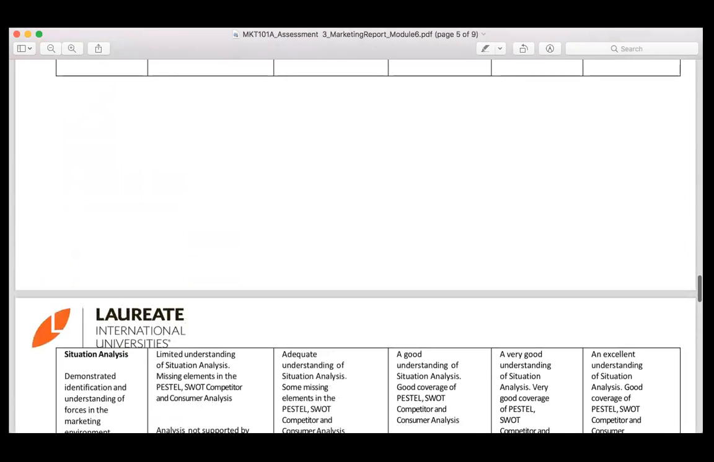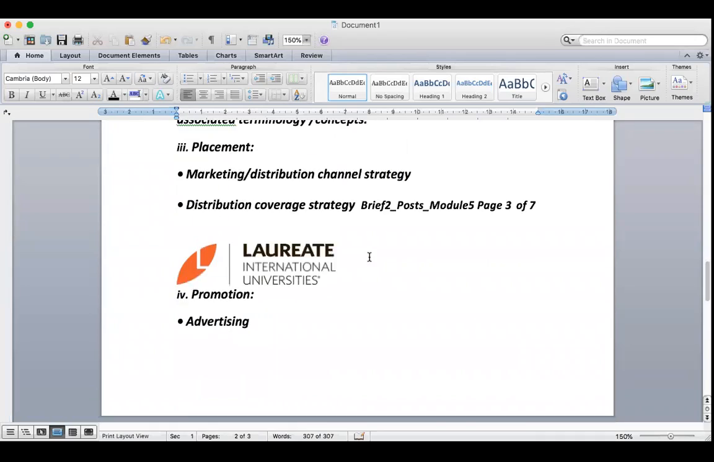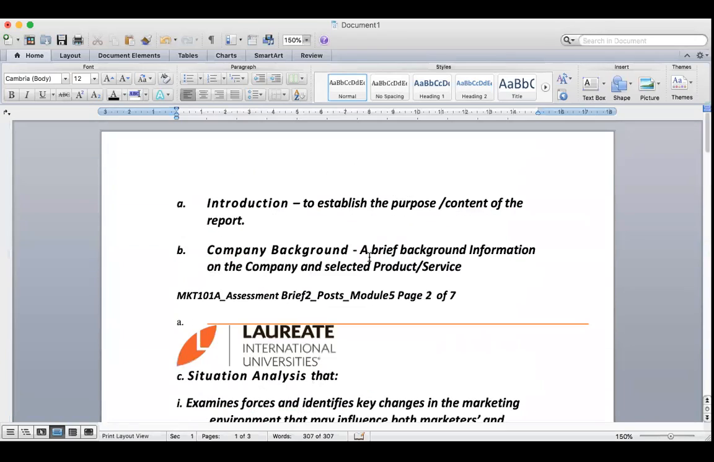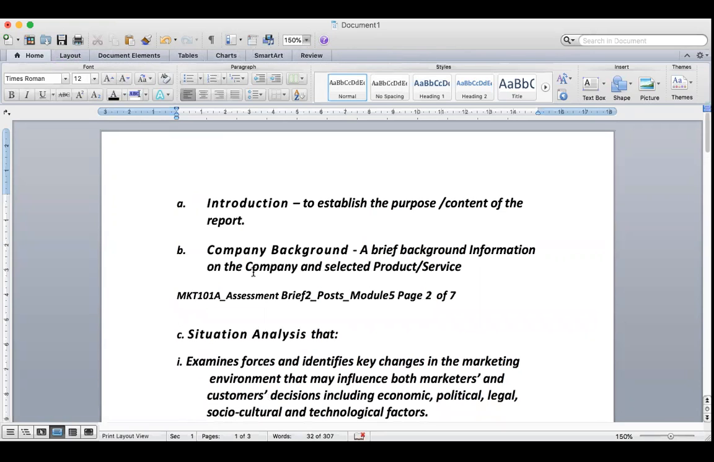That's how your work will be marked, all right? I actually have copied and pasted the assessment brief into a Word document. So this is my copy and paste. Sorry, the formatting is a bit different and messy, but anyway, as long as we can discuss, that's the main thing.